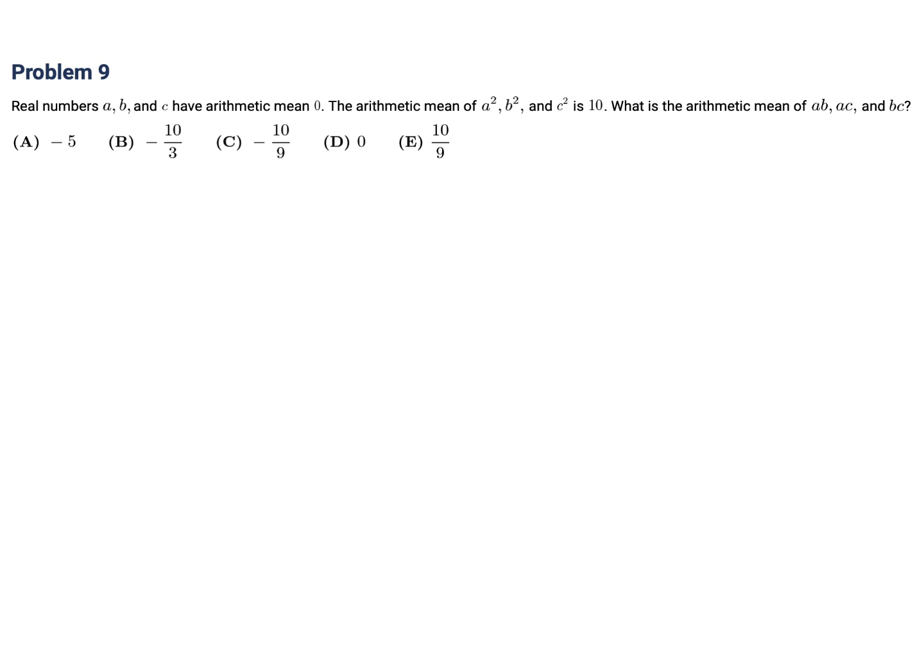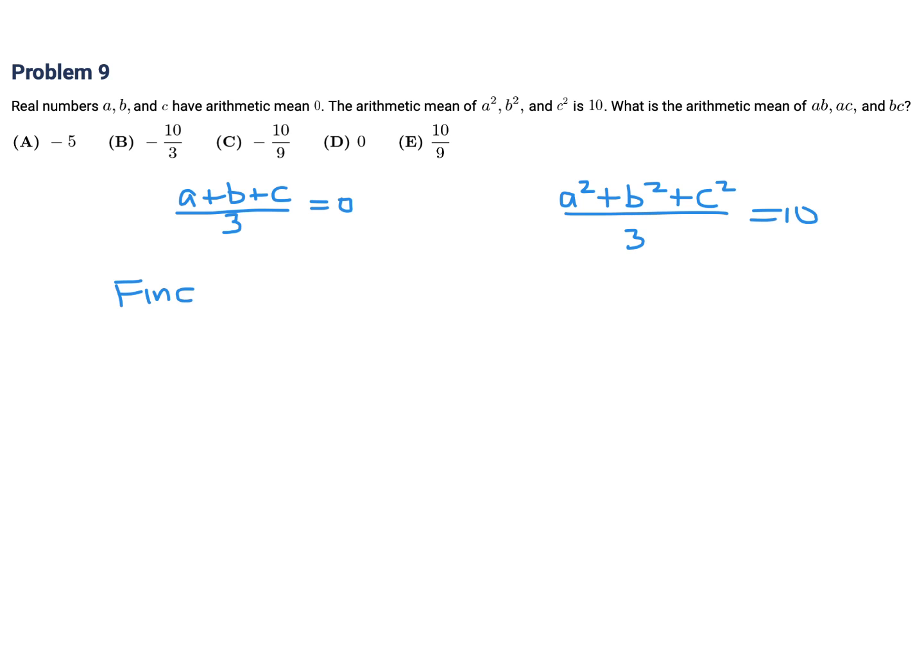Real numbers A, B, and C have an arithmetic mean 0. The arithmetic mean of A squared, B squared, and C squared is 10. What is the arithmetic mean of AB, AC, and BC? So they have told me that A plus B plus C, that mean is 0. And then they're saying that the arithmetic mean of A squared plus B squared plus C squared, that mean is 10. And then they're saying, what is the arithmetic mean? So basically what the question is saying is find AB plus AC plus BC over 3. Okay, shouldn't be a problem.